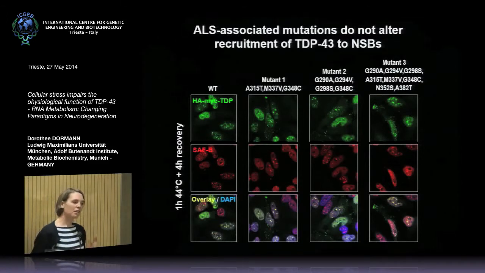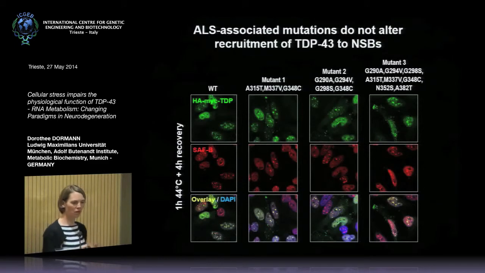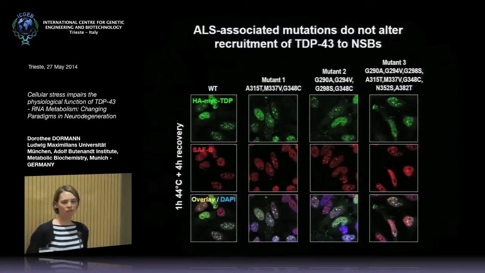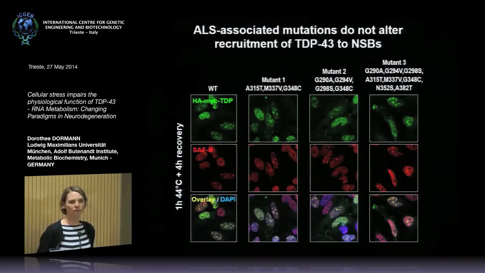So it is still unknown how exactly TDP-43 via the C-terminal domain is recruited into these nuclear stress bodies, so which protein interactions are really responsible for this. And we did not so far go further to dissect this, because we are rather interested in the functional consequences of this. So does recruitment of TDP into these nuclear stress bodies impair the function of TDP-43?